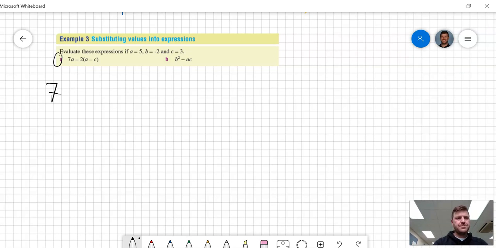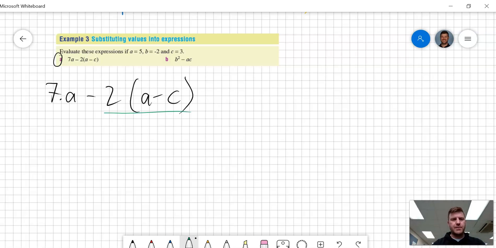3a. So it's 7a take away 2 brackets a take c. Now we know mathematically or algebraically 7a means 7 times a. I'm going to represent that by a little dot. I'm not going to put a multiplication sign in here, I'm going to put a little dot because I don't want to confuse you with little x's. So 7.a or 7a, 7 times a. Now likewise, on the right hand side of this expression, I've got 2 brackets a take c. The operation happening in between the 2 and the brackets is again multiplication. So it's 2 times a take away c.